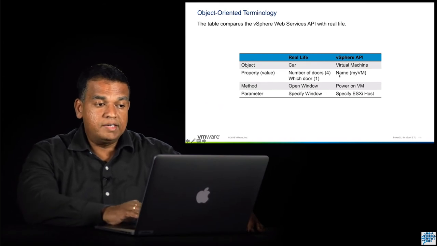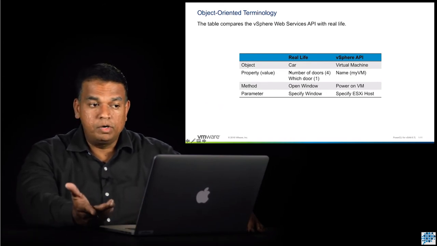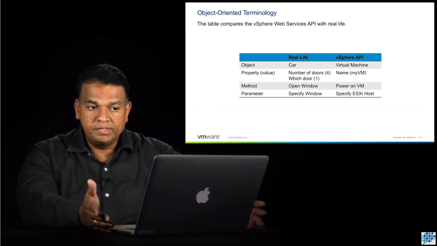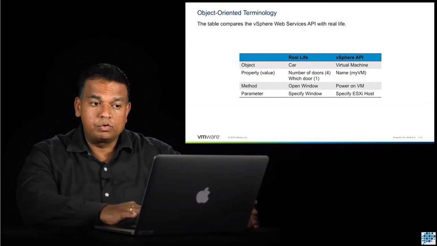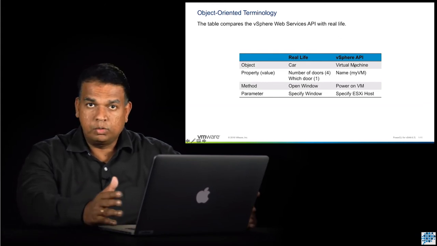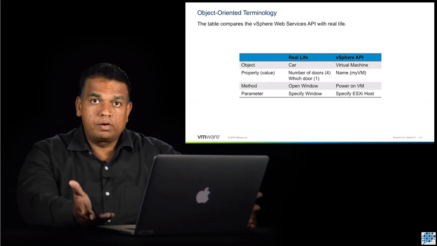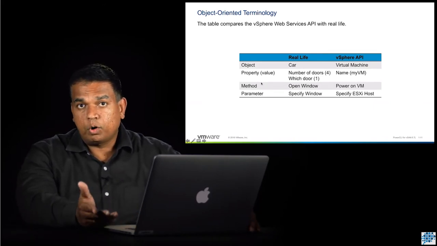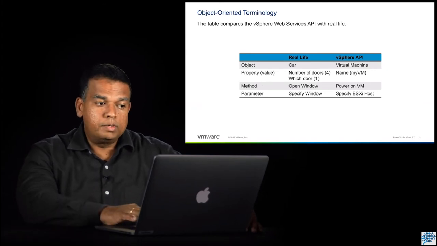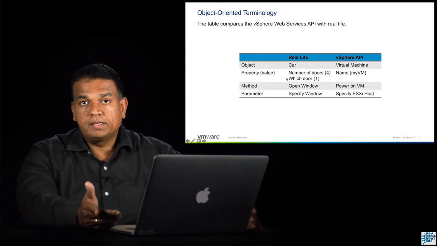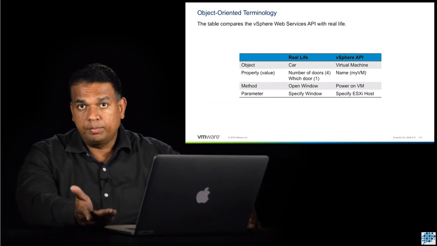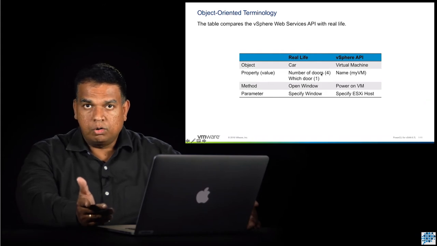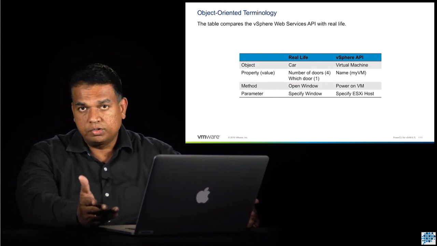Let's say that your car is an example of an object. So the car is an object, and in the software world your virtual machine is an object. I'm just doing a comparison, or analogy, there. Now, all objects have something called properties and methods. The property of a car would be something like how many doors the car has, or how many wheels it has, or which door, whether it is the door on the left, the door on the right, or the door on the rear.